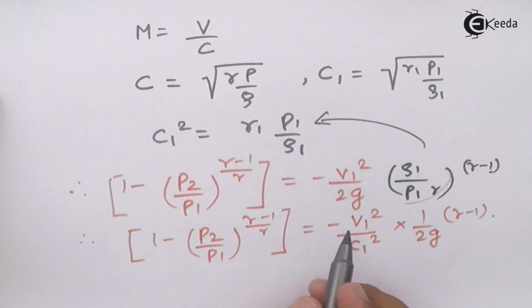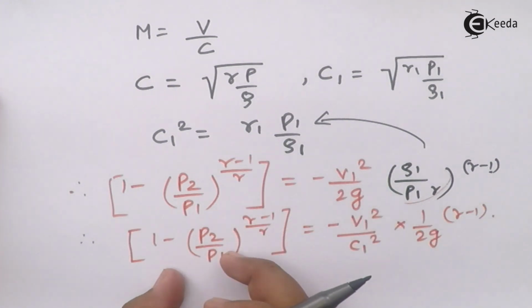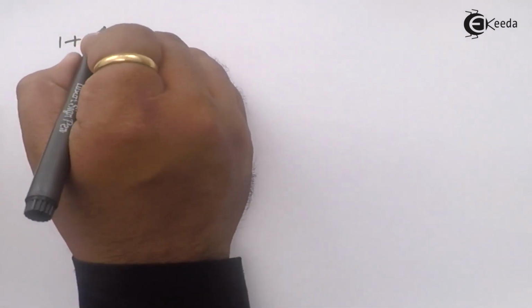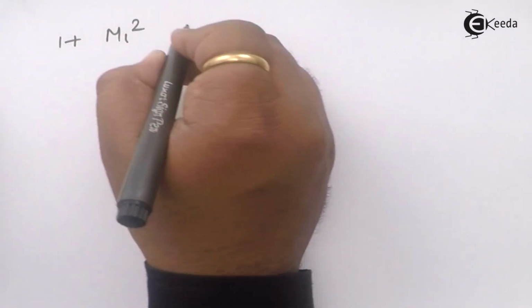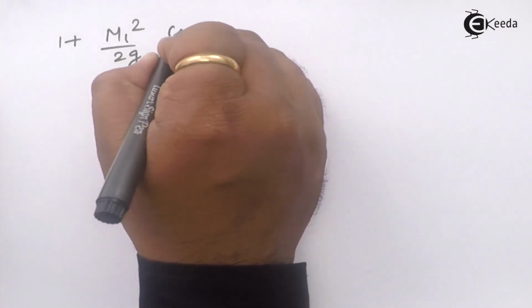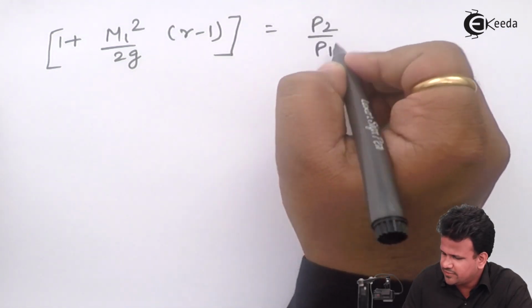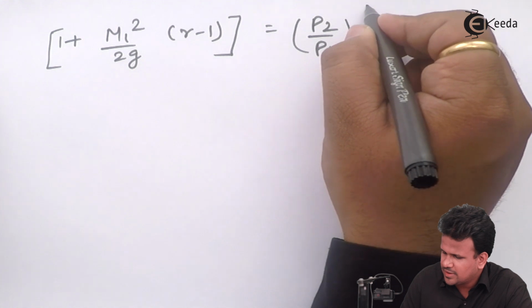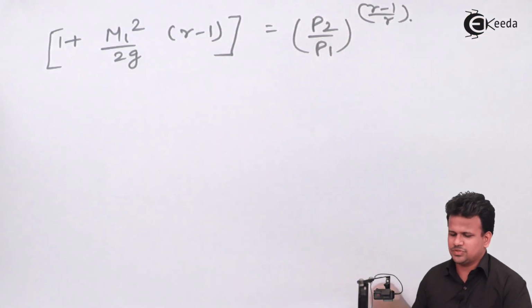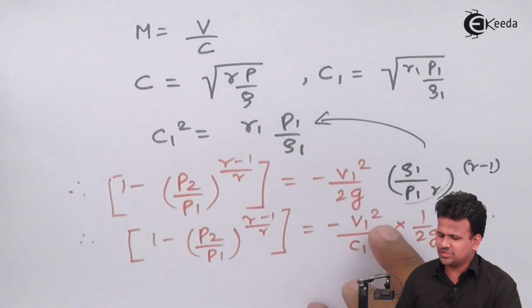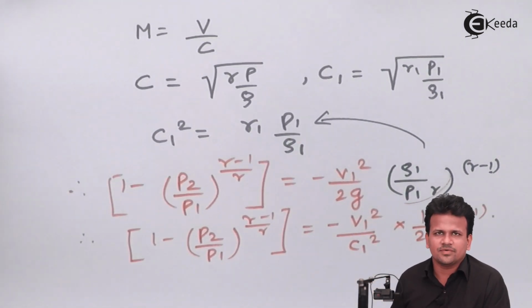We'll take this entire equation towards the left hand side and P2 by P1 on the right hand side. So the equation we get is 1 plus M1 square upon 2g into gamma minus 1 is equal to P2 by P1 raised to gamma minus 1 upon gamma. We know that the Mach number is V1 square upon C1 square, that is the initial Mach number of the fluid.